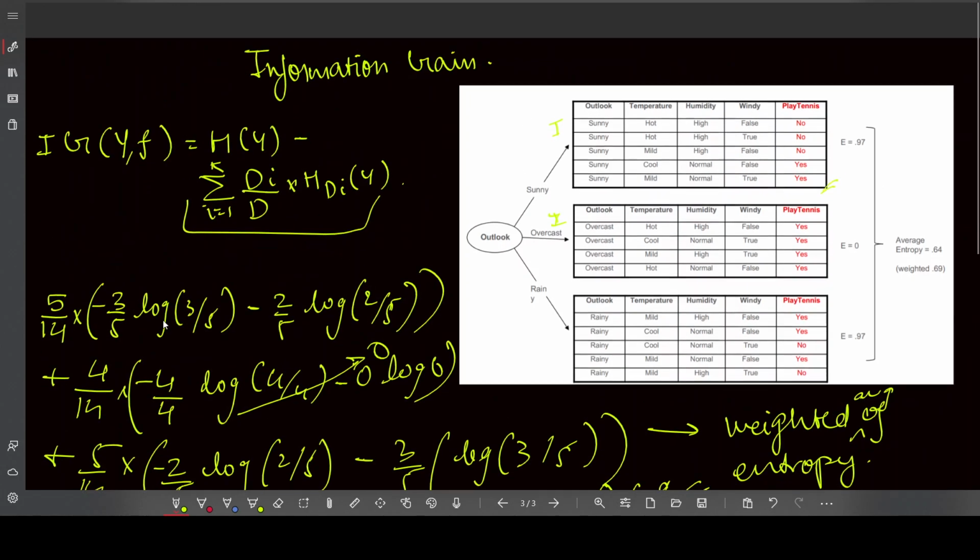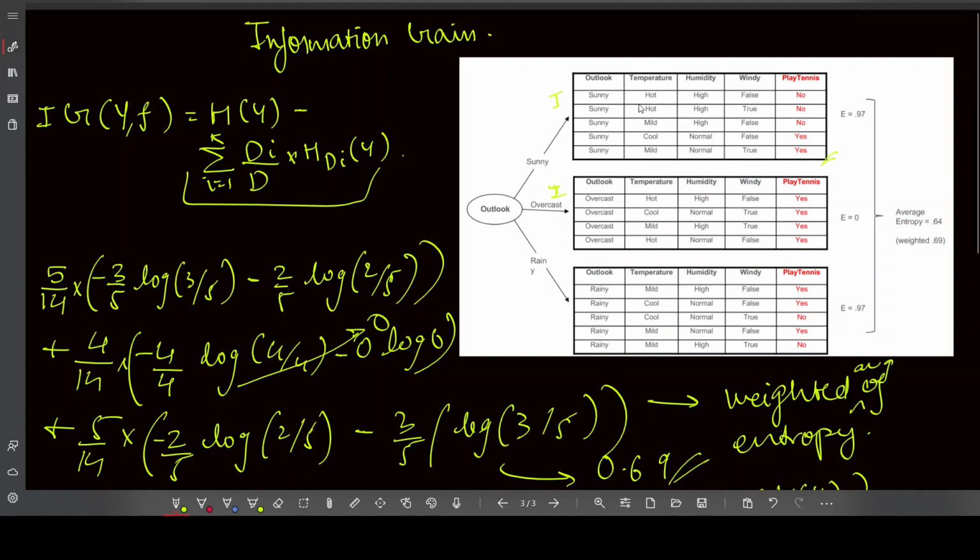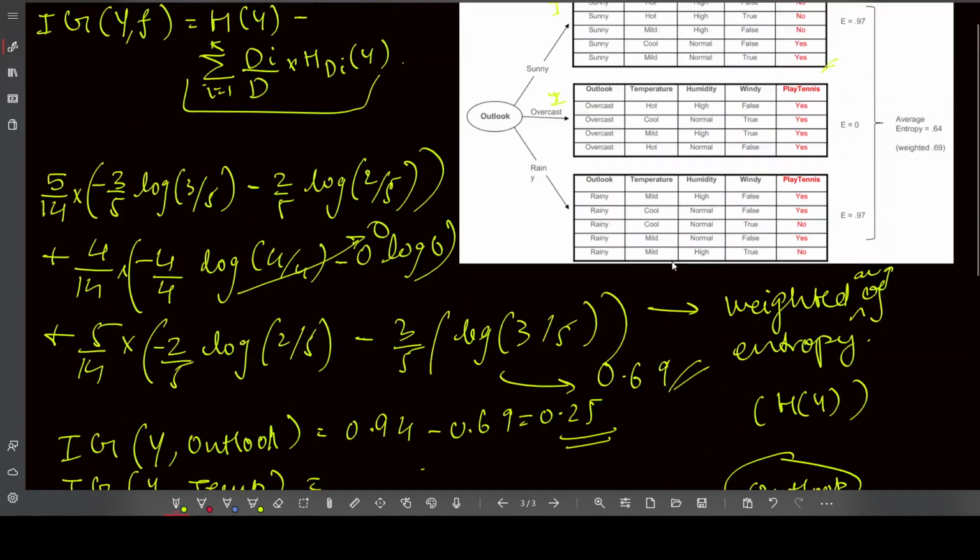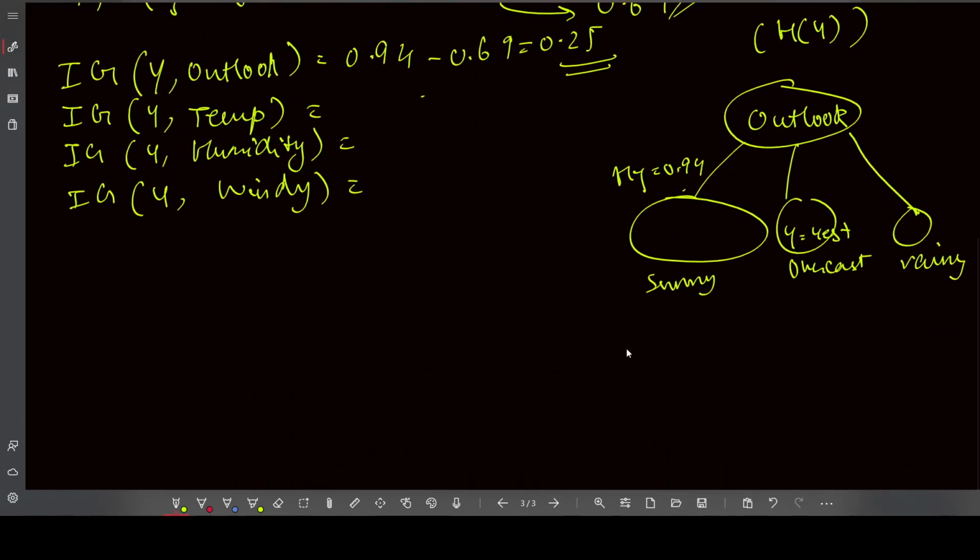Okay, so now that I have sunny over here, let's say I'm going to take temperature, and I'll divide temperature based on hot, mild, and cool, right? And that's how I keep on progressing forward my decision tree.